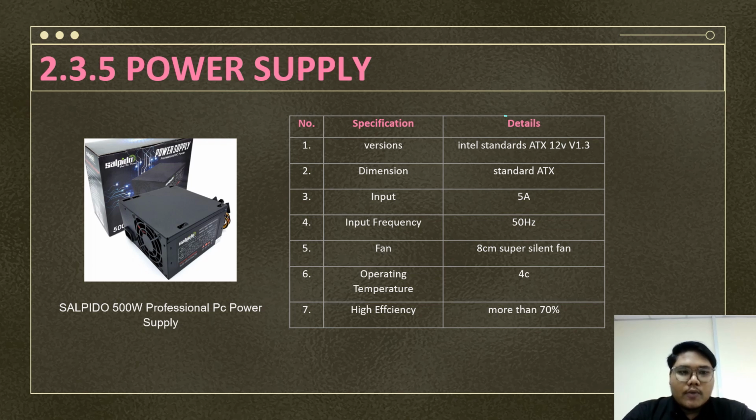For power supply, we suggest Nawal use the Salpido 500 watt professional PC power supply. A power supply is a piece of hardware that gives a computer and other devices power to run. It adapts to the right form and supplies it to the devices in accordance with the current of electricity obtained from a power source such as a battery, generator or outlet.